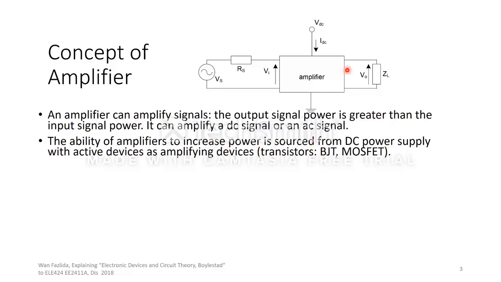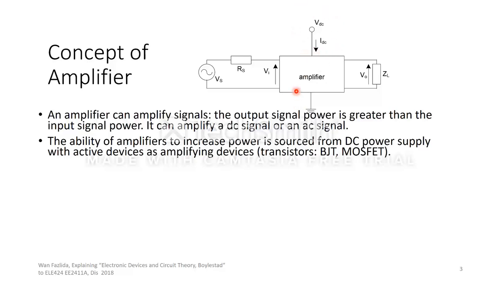So if you look at this picture here, you will see that there is a V DC here, or sometimes it's labeled as V CC or VDD in our circuits. So this DC power supply is what provides the ability to increase the power. It is able to source the power. So with active devices as amplifying device in the circuit. So first we have this DC power supply.